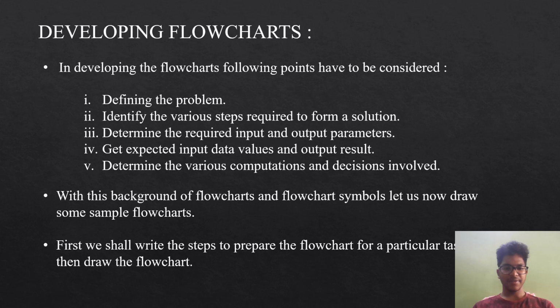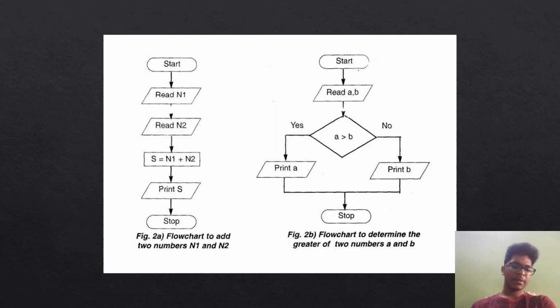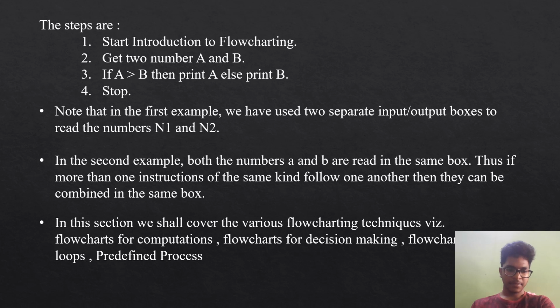With the background of the flowcharts and the flowchart symbols, let us now draw some sample flowcharts. These are the sample flowcharts. This is a sample flowchart to read two numbers and determine which is greater. The steps are: start, get two numbers A and B. If A is greater than B, then print A, else print B. Stop.